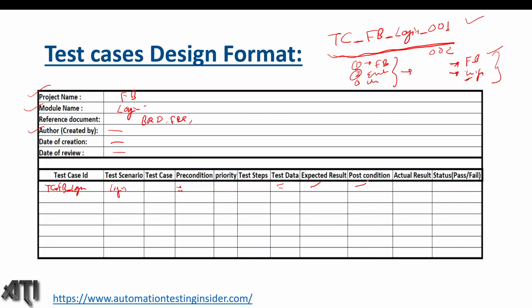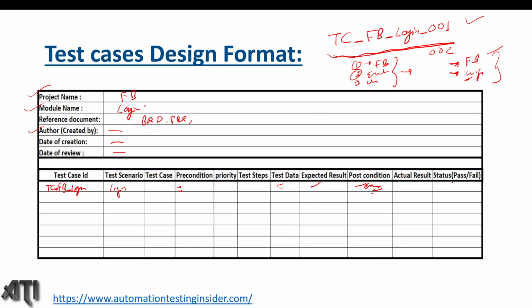And post condition: what happens after executing this test case? We should get an error message, right? What happens after executing this test case is nothing but the post condition. Actual result is the user should not be able to log in. That is the actual result.